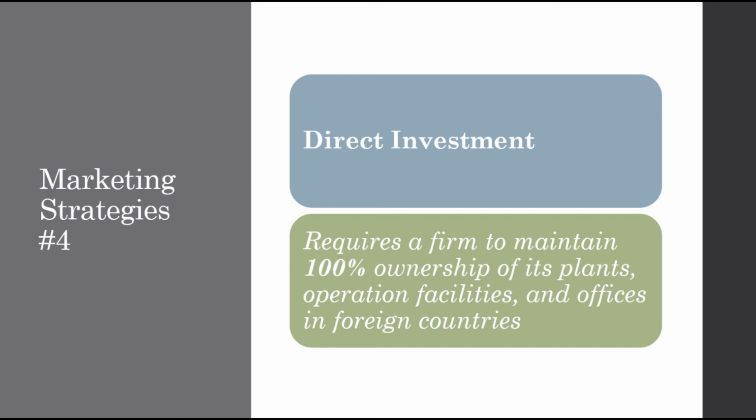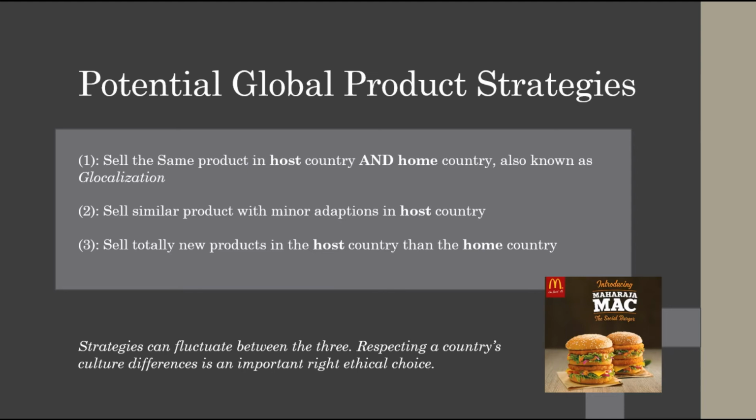While these are company-related strategies, there are product strategies, and they will be covered in the following. Number 1. Sell the same product in the host country and the home country, also known as globalization. You would take one product that you would sell in the USA, like we'll say a specialized perfume, and you would sell the same perfume in a host country, Japan. This is known as globalization.